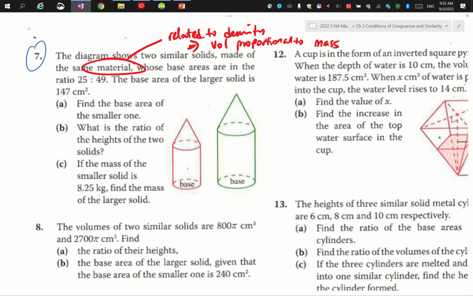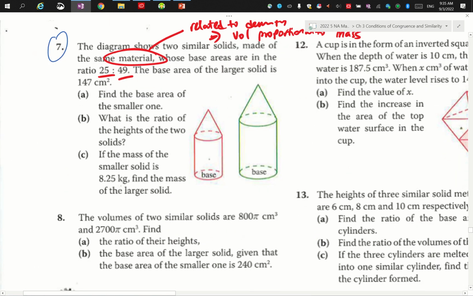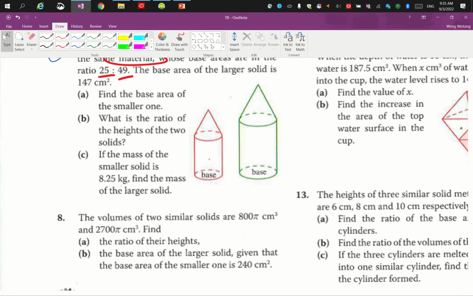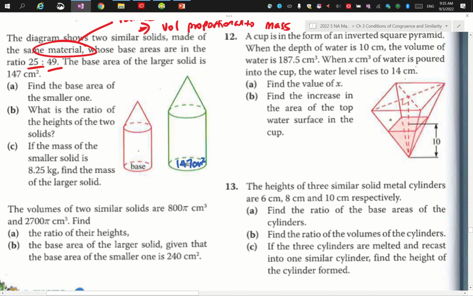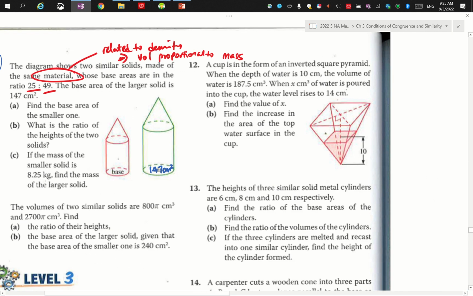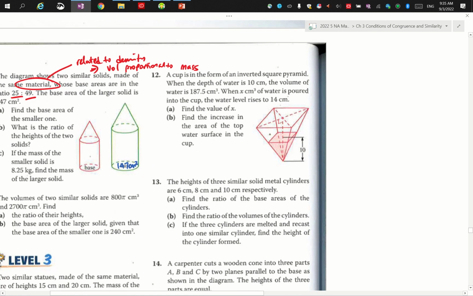So the base area in the ratio 25 to 49. Must be very sensitive to numbers. 25, 49, they are square numbers. Base area is 147 for the larger solid. So this is 147. Put it down in your diagram if you need to. Find the base area of the smaller one. Put it on the right side.